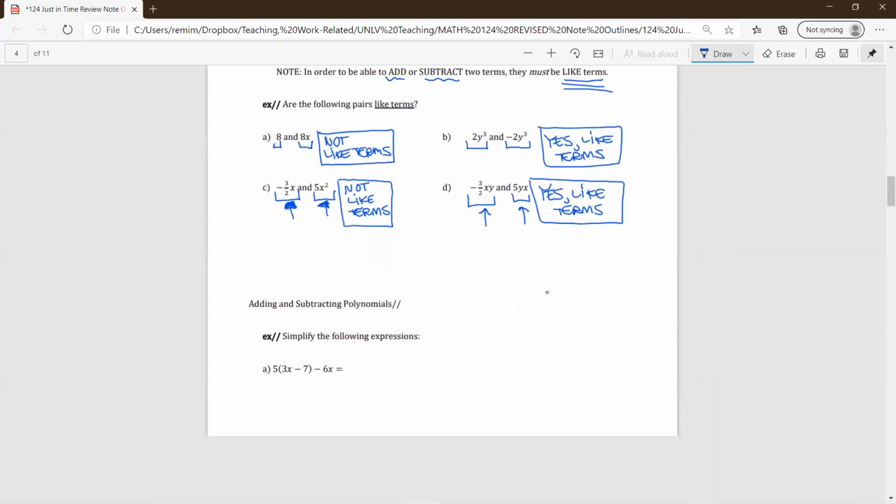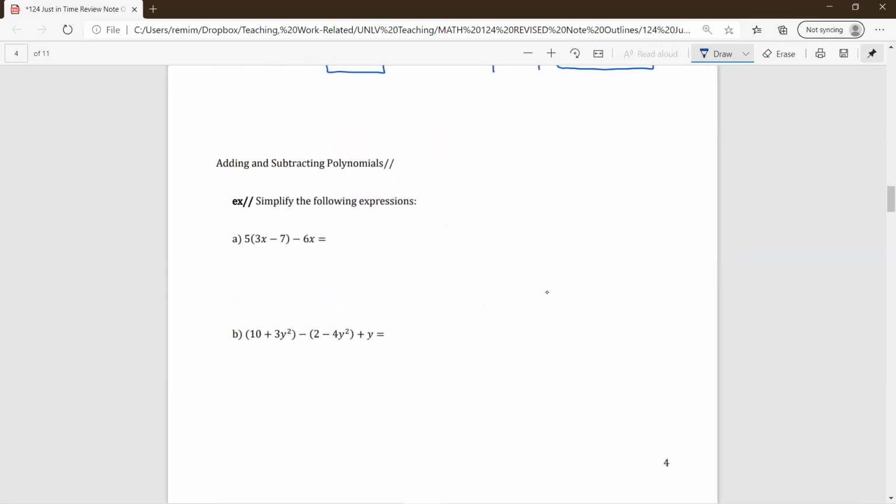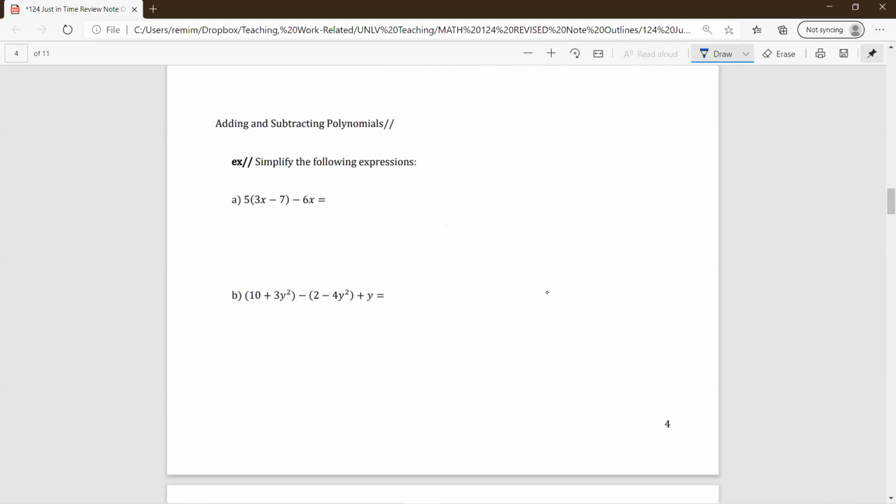Okay, so that brings us to the next part down here, which is adding and subtracting polynomials. So we want to simplify the following expressions. And so in part A, if I think of PEMDAS again, I think parentheses. So we have this, 3x minus 7, but those are not like terms, right? So we can't really do anything inside the parentheses.